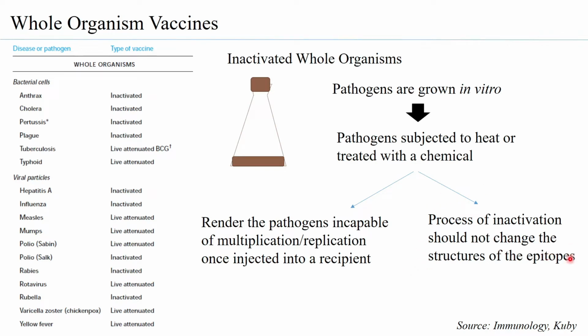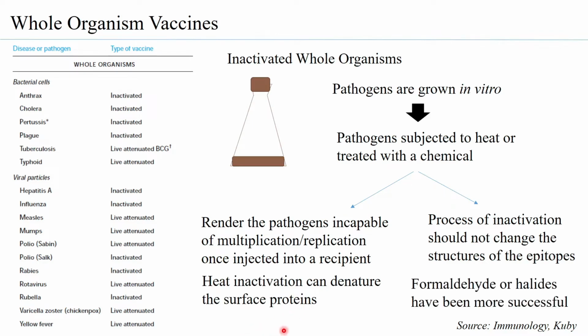So now, when one talks about inactivation and tries to address the fact that the structures of the epitopes should not change, then what has been observed is that heat inactivation may lead to denaturation of certain surface proteins. But treatment with formaldehyde or with certain halides has been more successful in maintaining the conformation of these epitopes. So therefore, most vaccines have preferred to use chemical treatment over heat treatment.